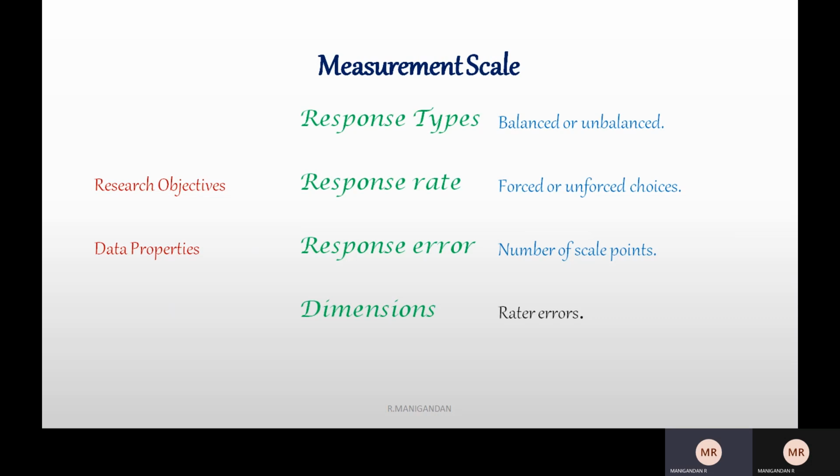It can be based on response types, response rate, and response error, and which dimension you are going to use. There are response types like balanced and unbalanced. Response rate is forced or unforced choice, and response error relates to the number of scale points. Scaling is very important in your entire PhD, or while collecting any data, so the scaling point is very important. The next is rating errors, which means you rate the questions, for example from 1 to 5.